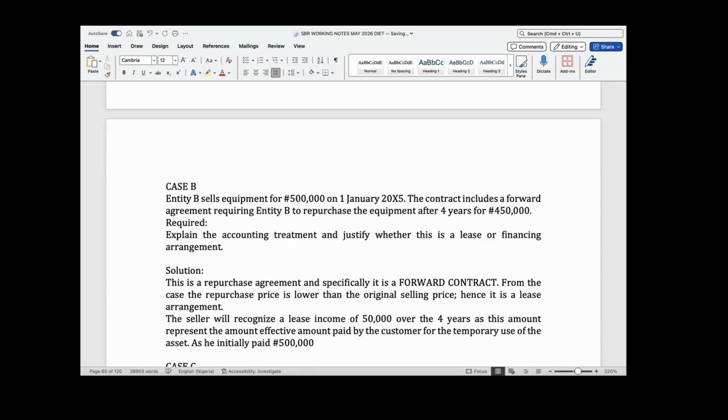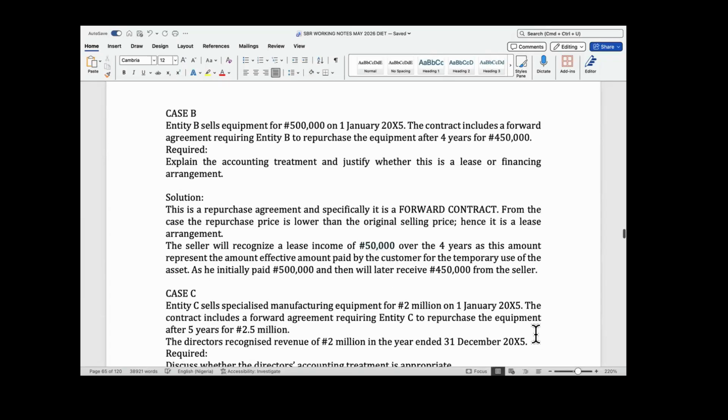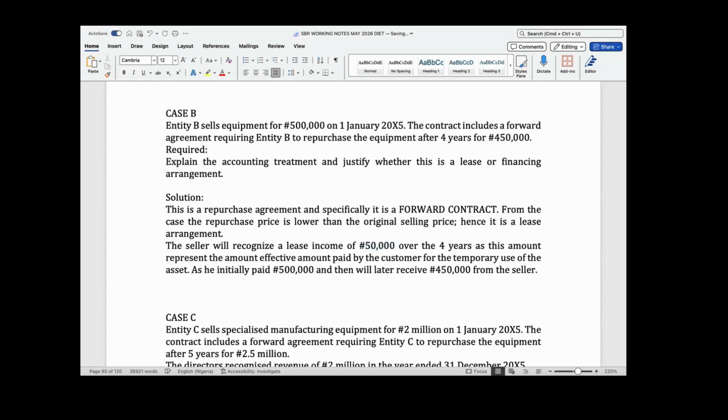and then will later receive 450,000 from the seller. So he's effectively paying just 50,000. And that is why we are saying it is a lease. So all the seller needs to do is to recognize the lease income of 50,000 over 4 years.